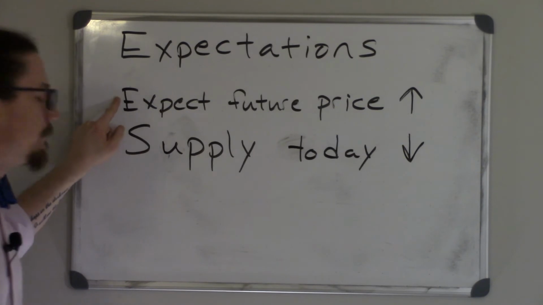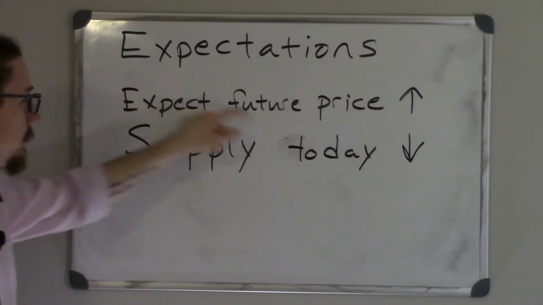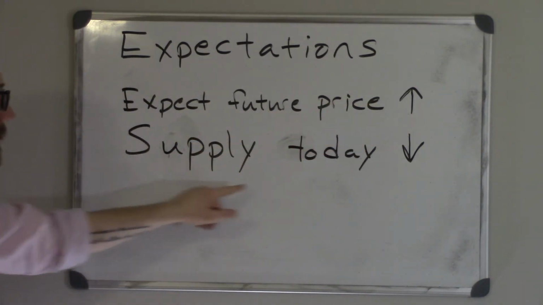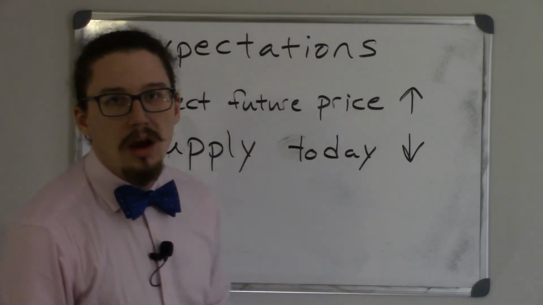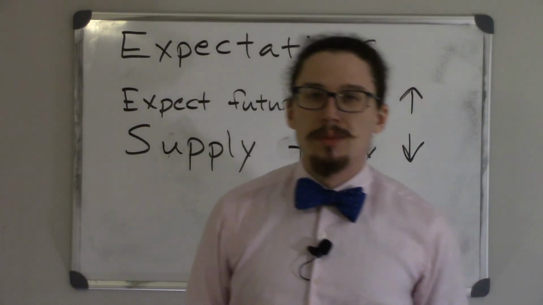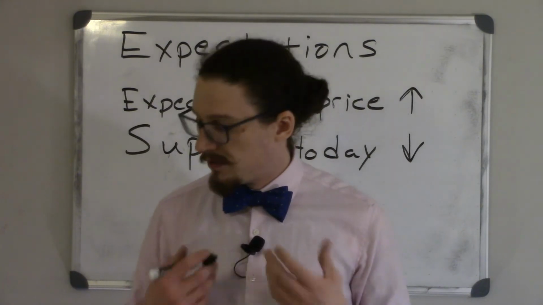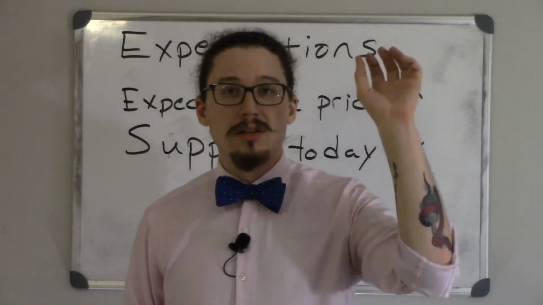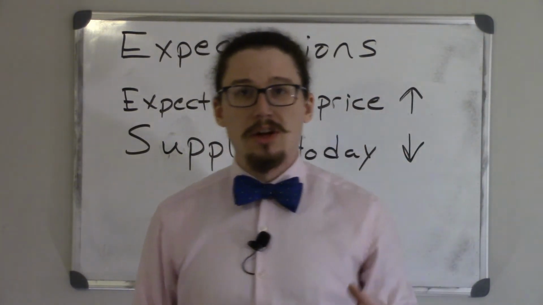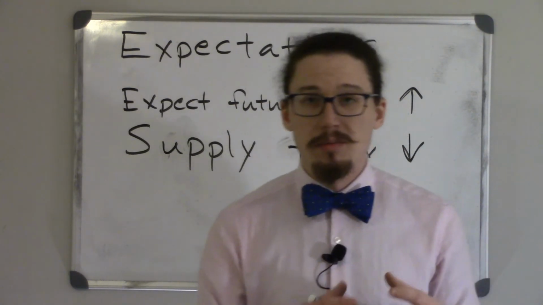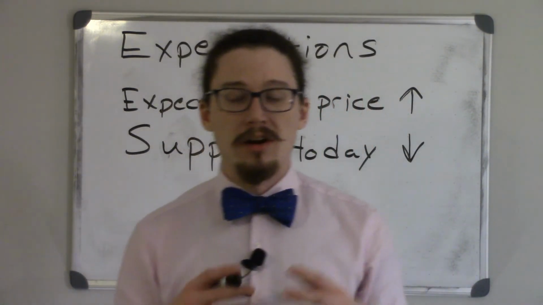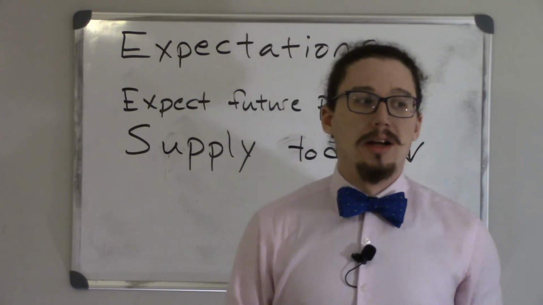All right, so if producers expect future prices to increase, then supply today is going to decrease. The reason for this is because if producers are expecting higher prices in the future, then some of them might stockpile their goods.